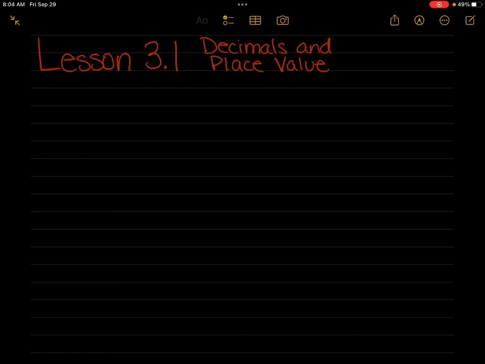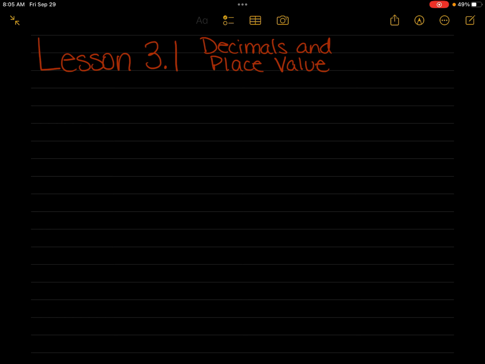Hello students, today we are working on lesson 3.1. This starts our whole chapter off. For chapter 3 we are working with decimals. In this chapter we'll be adding, subtracting, multiplying, and dividing decimals. We'll learn about their place value and rounding, and we'll also put them into equations to solve. But today we are just doing decimals and place values.